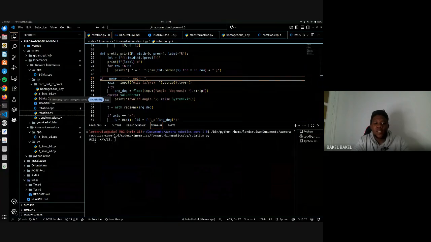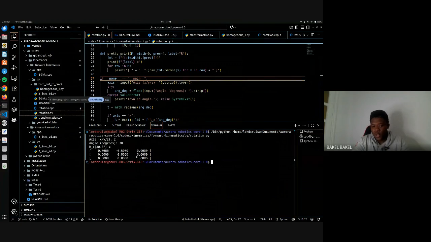I see it's asking me, what axis do I want to rotate? In this case, we didn't talk about axis. We didn't get to that, but let's just put Z. But now, what angle do I want to rotate? And I put, say, 30 degrees. It computes the rotation matrix for me.